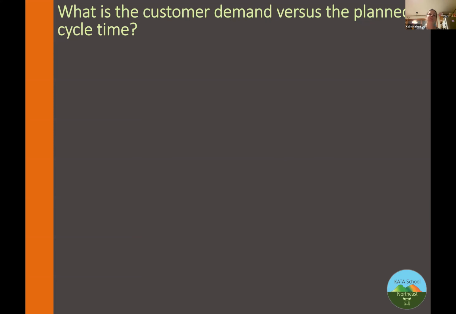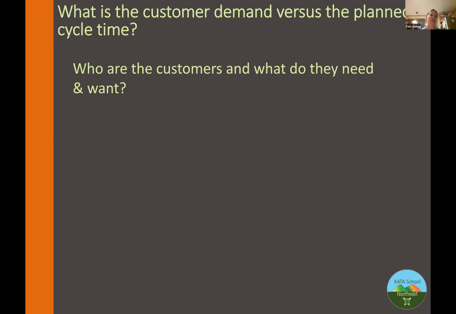So the second question in process analysis is, what is the customer demand versus the planned cycle time? One thing that you can ask yourself to start is, who are the customers and what do they need or want? For those of you in a manufacturing or healthcare or just easy to see customer flow and frequency, you can think about customer demand and frequency in terms of takt time. But otherwise, when you think about customers, it's really just about, what do they need and want from the process and the challenge that you are working on.